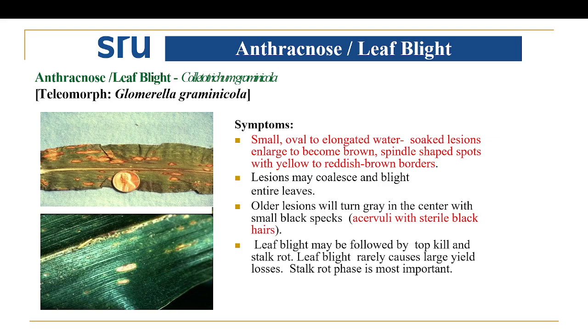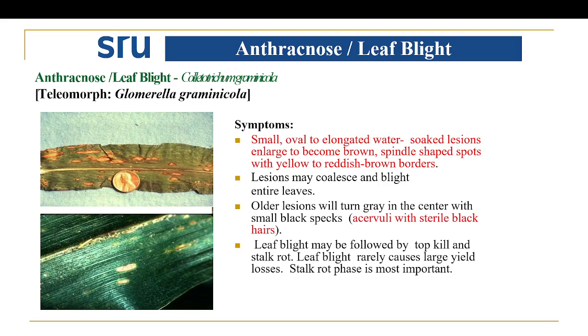So coming to another disease in maize, anthracnose leaf blight, which is caused by Glomerella graminicola or Colletotrichum graminicola. Glomerella is the sexual stage and Colletotrichum is the asexual stage of the fungus. Coming to symptoms, small oval to elongated water-soaked lesions enlarge to become brown spindle-shaped spots with a yellow to reddish-brown border. Lesions may coalesce and blight the entire leaves. Older lesions will turn grey in the center with small black specks. These small black specks represent the acervuli, which are nothing but asexual fruiting structures of the fungus.